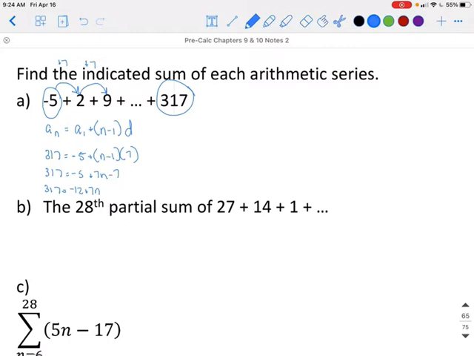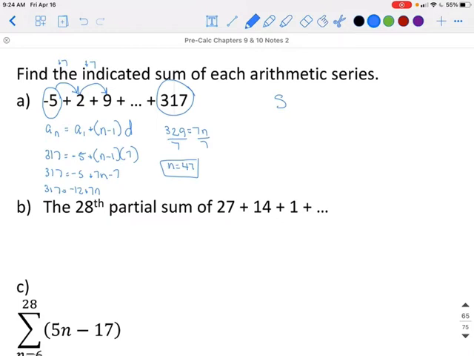If we take the 12 to the other side, we are going to get 329 is equal to 7n. And if we divide both sides by 7, we'll find out that n is equal to 47. So we do know there are 47 terms. So now we know the number of terms, we know the first and the last term.